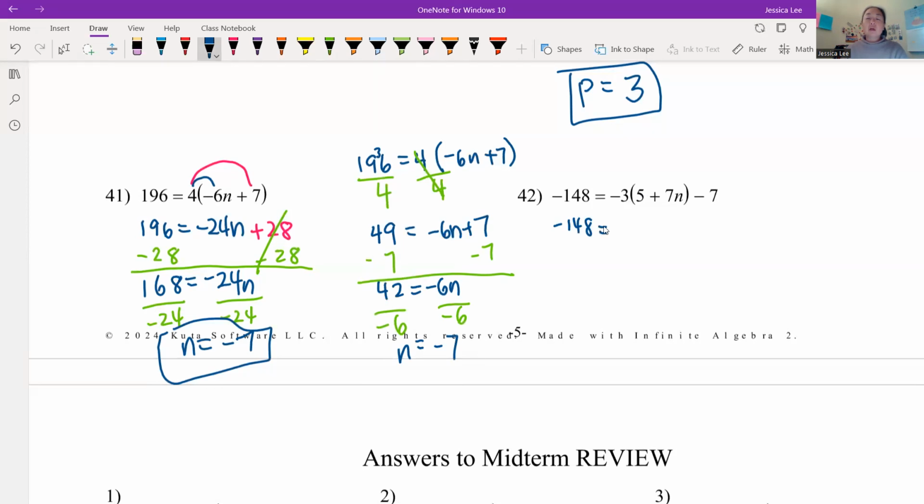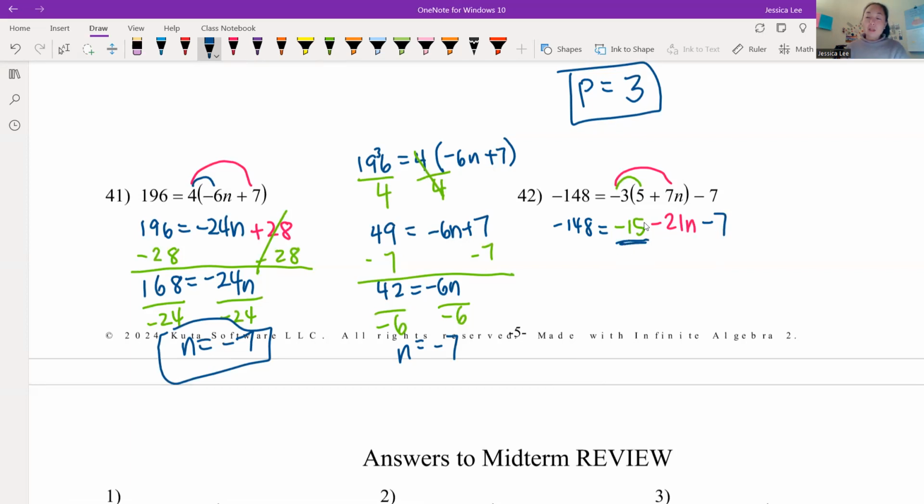So I'm going to go negative 148. I will say here, since we have this minus 7, you don't really want to divide by negative 3, because that means you have to divide the 7 by negative 3, and that doesn't go in evenly. And then you have to deal with fractions. It's not a happy day. Unless you like fractions, in which case, yes, do that. So negative 3 times 5 is going to be negative 15. And then negative 3 times 7n is going to be negative 21n. And then we did not do anything to this minus 7. It's not distributing because we're just subtracting it. Just go minus 7.